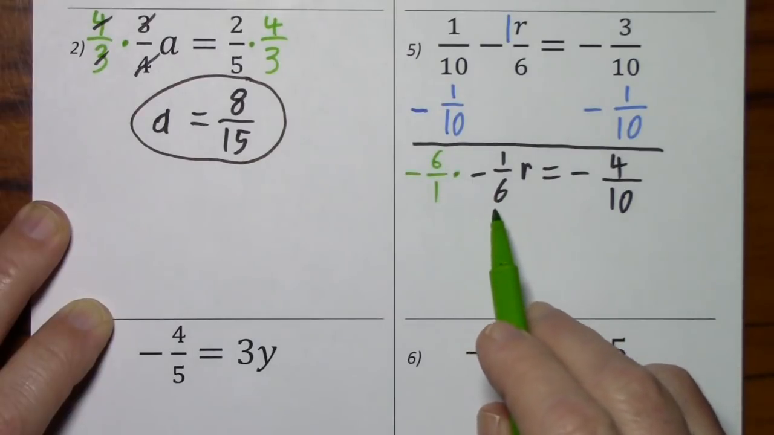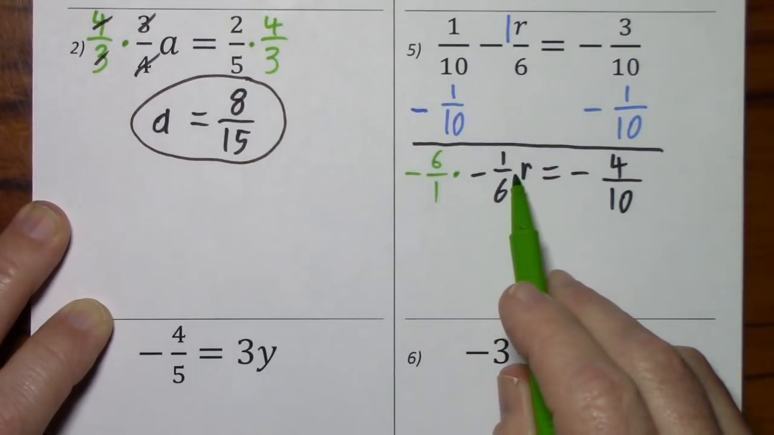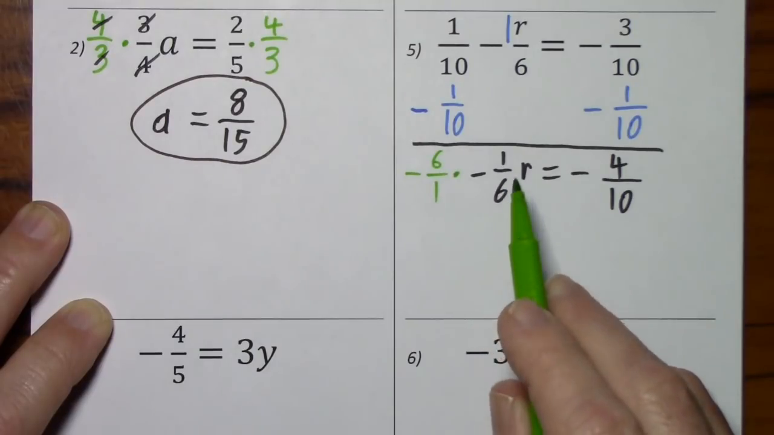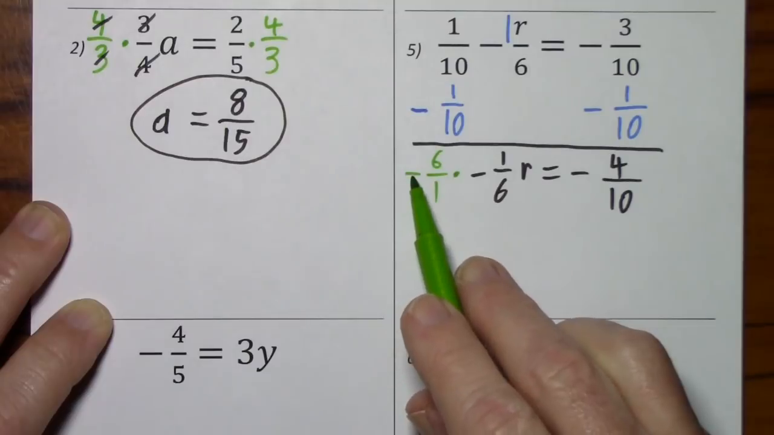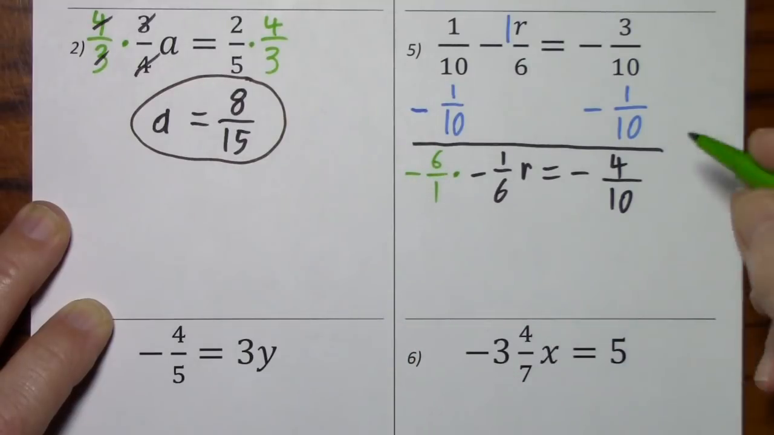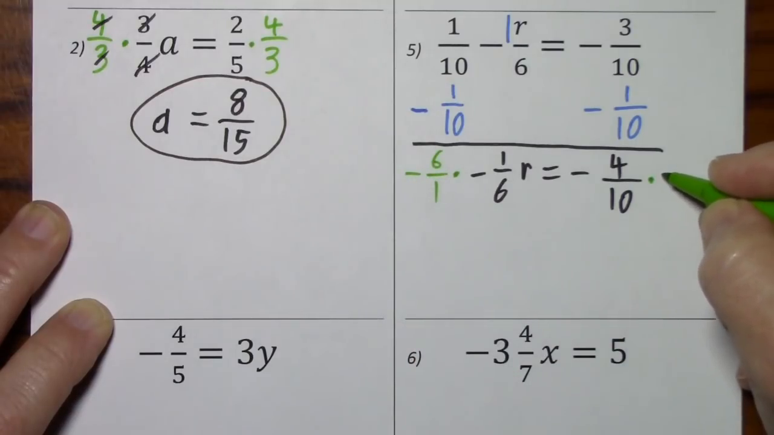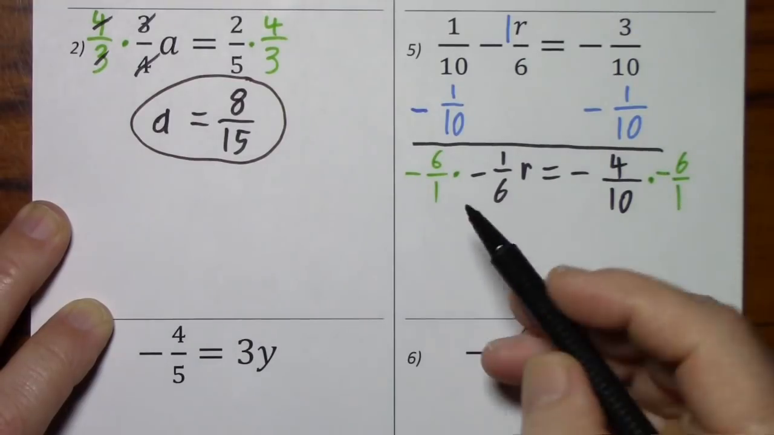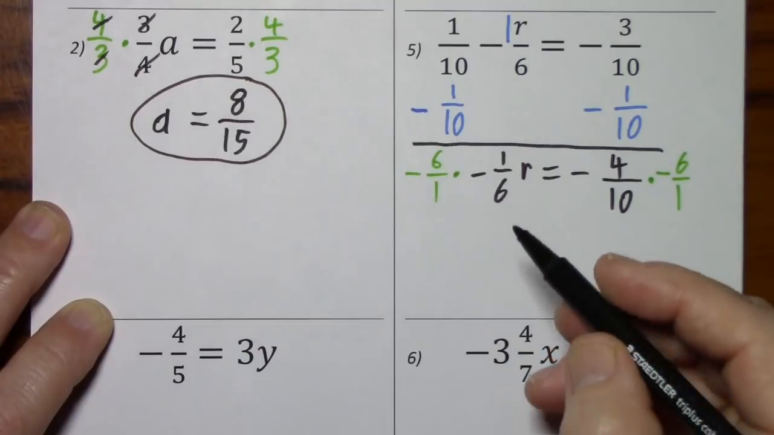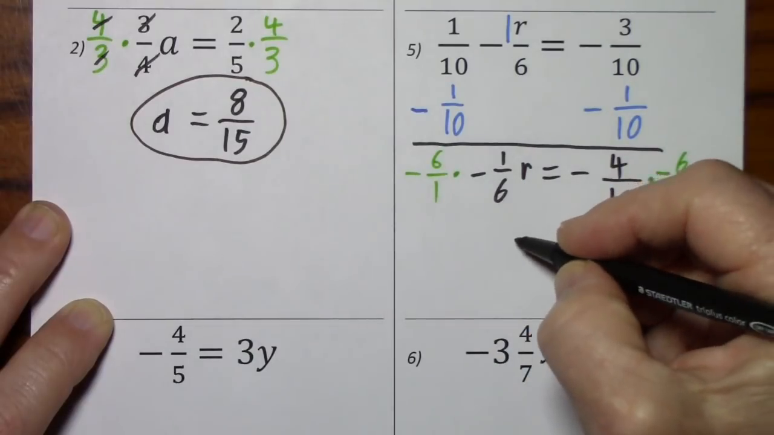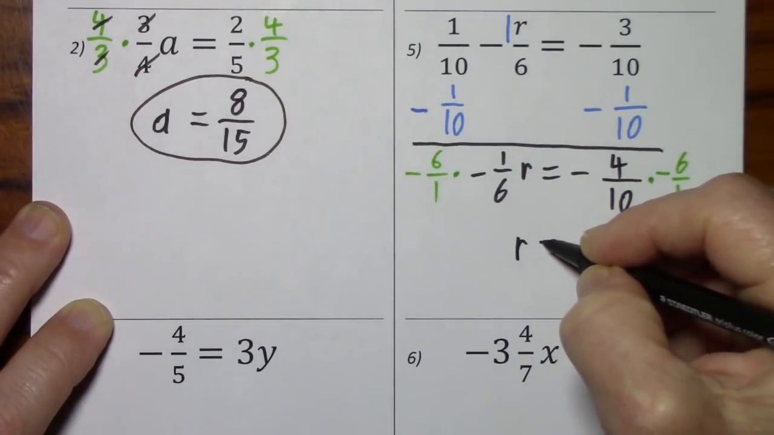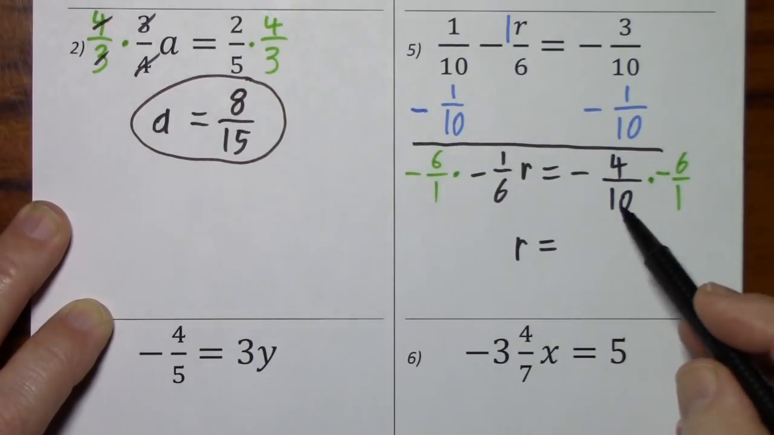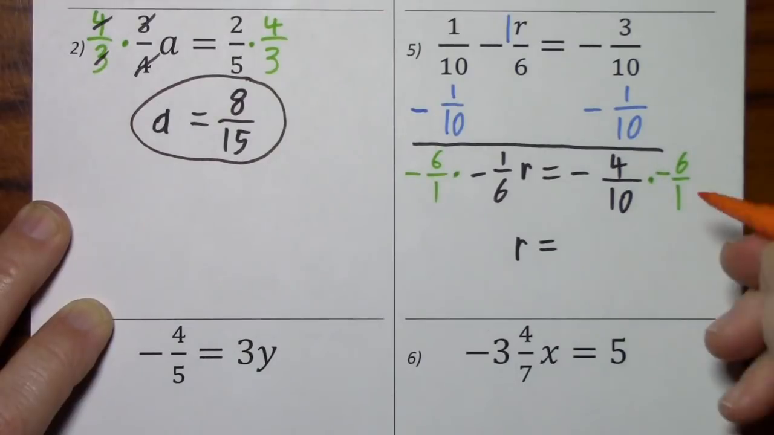We want to get rid of the negative 1/6. It's held by multiplication. So we're going to divide by a negative 1/6, which is to say we're going to multiply by negative 6/1. Do the same to the other side. Negative times negative is positive. The 6's cancel. You're left with r. Negative times negative is positive. We can do a little canceling.